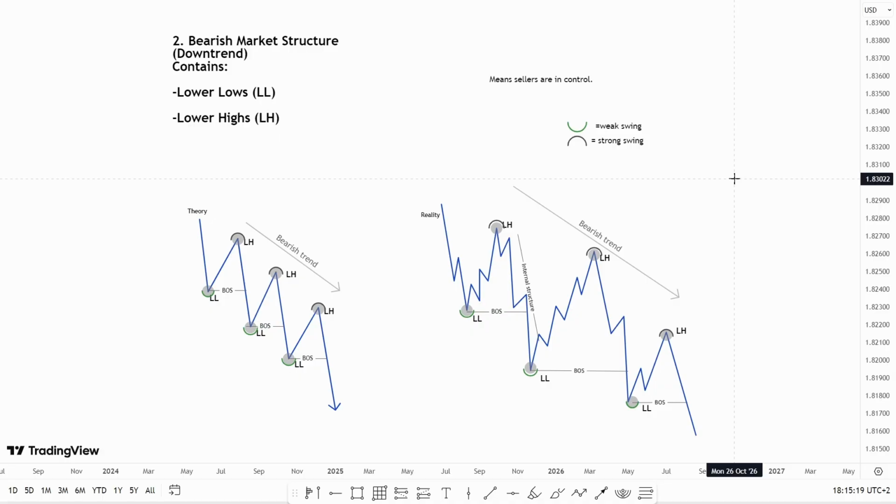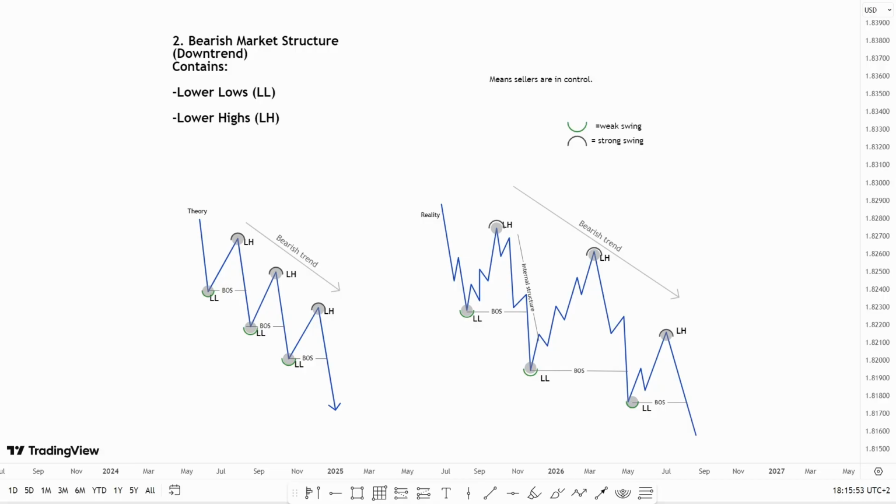Going into a bearish market structure, think of it as you now climbing down the stairs. You're taking a step down, then another step down, then another step down. That's how a bearish market works. We call it a downtrend, some people call it a bearish market. They're both the same thing. Just climbing down the stairs, taking two steps down, one step up, two steps down, one step up, two more steps down. It's the same thing.